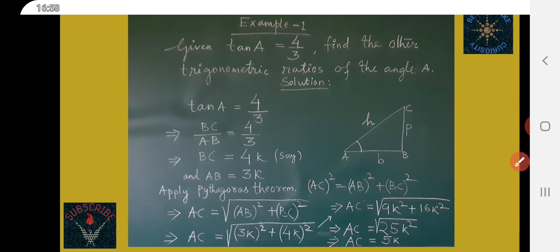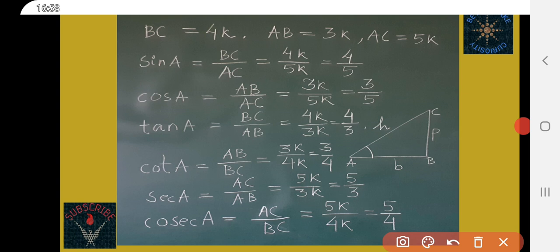Now go to the next. See here, BC is equal to 4K, AB equal to 3K, and AC we found 5K. Now we can find other trigonometric ratios, that is sin A. Sin A equal to what? P by H. P is here BC, H is here AC. So BC by AC, that is 4K by 5K, that is 4 by 5.